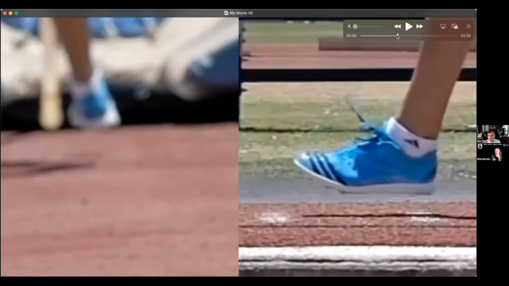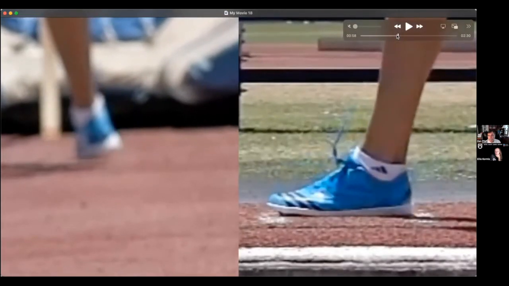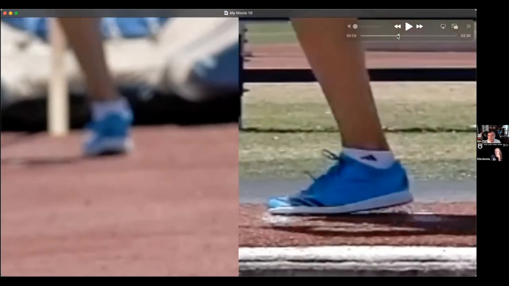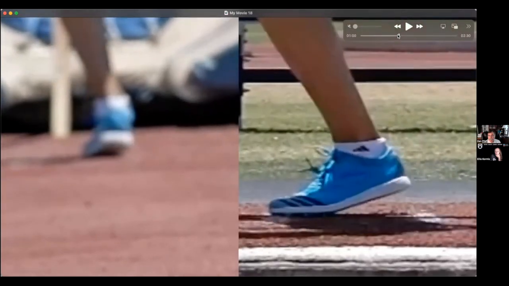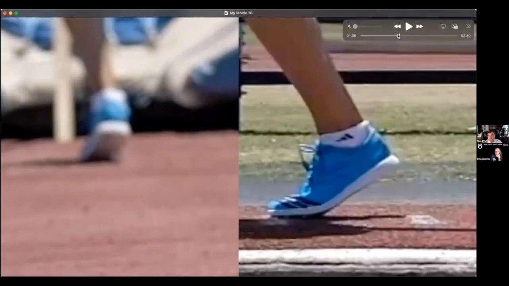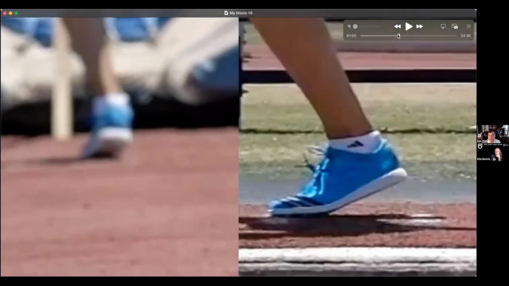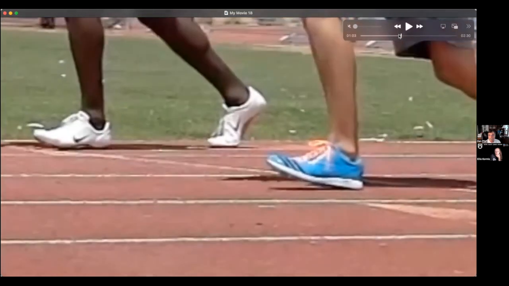And then we're looking at the amortization angle. So once he's down, how much does that ankle flex before he leaves the ground? We look at forefoot bridge. So does the forefoot obtain a bridge position? And then we look at the shank angle at departure. So as he leaves the ground, what is the angle of the shank to the ground?